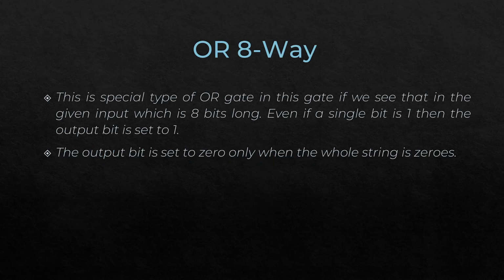This is the multi-way gates. So first we'll look into Or8Way. This is a special type of OR gate. In this gate, if we see that in the given input, which is 8 bits long, even if a single bit is 1, then the output bit is set to 1. The output bit is set to 0 only when the whole string is 0.